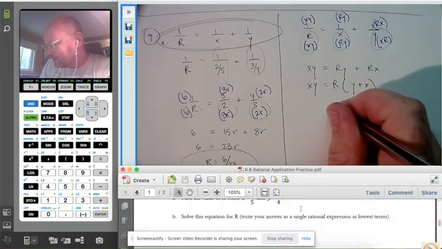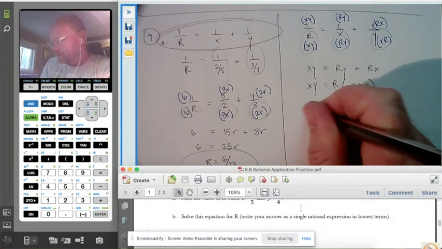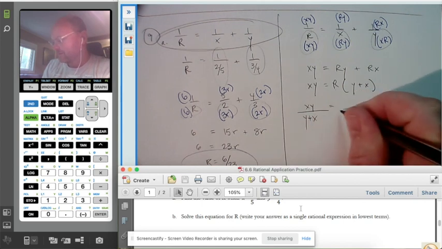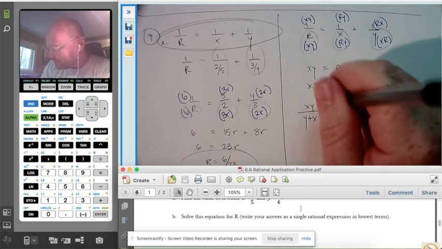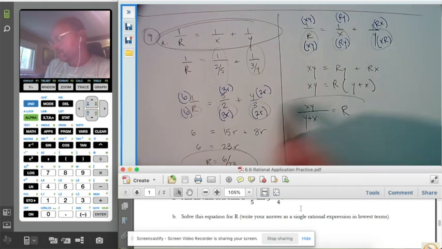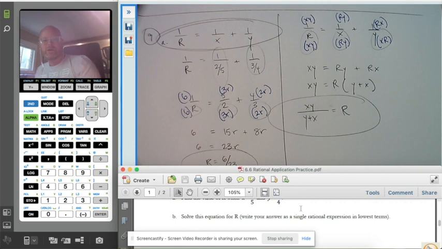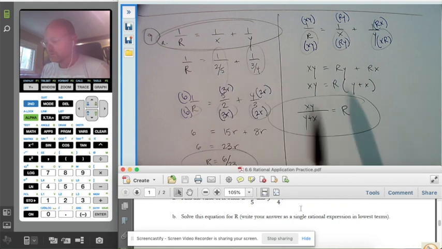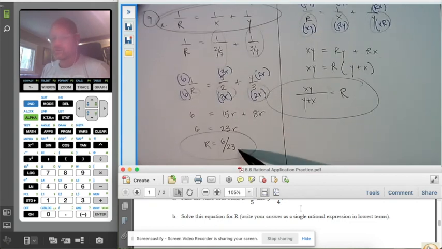So I'll have xy on top and y plus x on the bottom, and that is my expression for r. That's the general formula for how to come up with the value of r given any x's and y's. We can actually test that by plugging in 2/5 and 3/4 and verifying that you end up getting the expected 6/23.